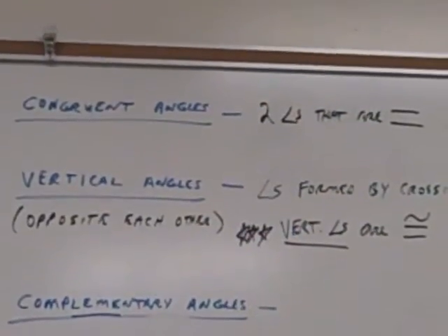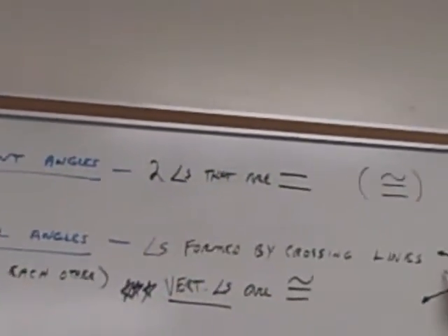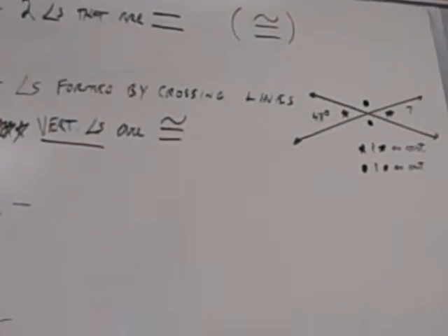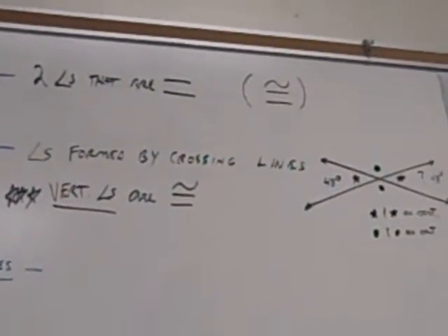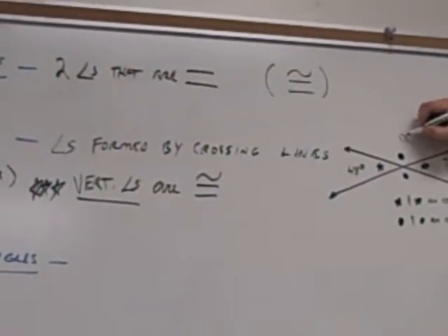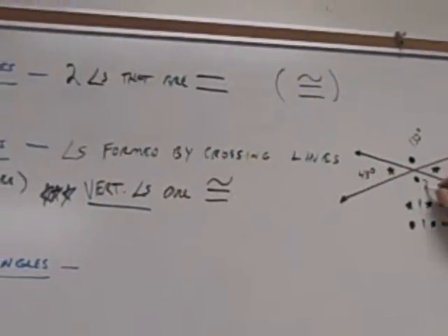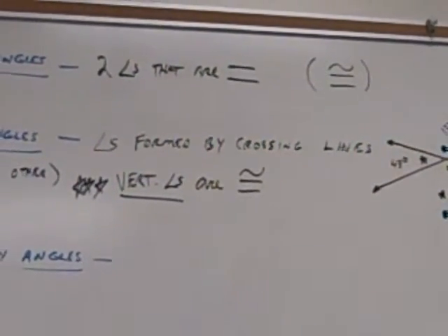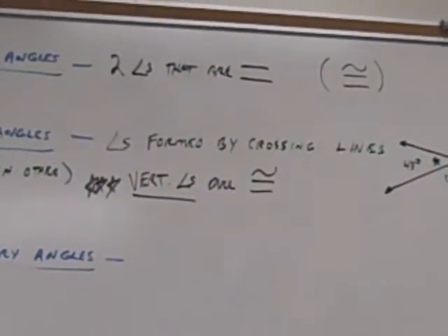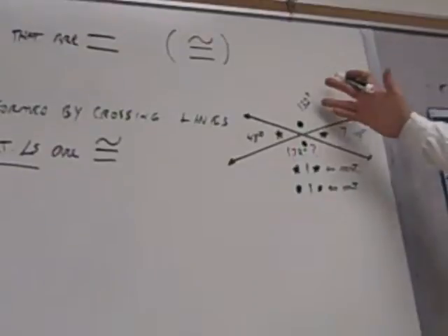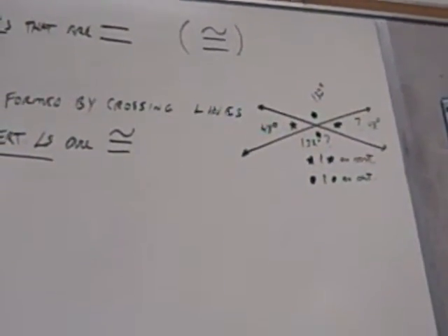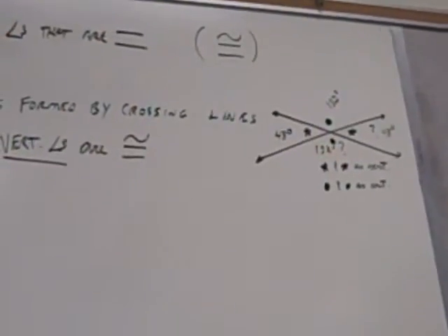Which means, if this is 48 degrees, what is this guy? 48 degrees. If this one is 132 degrees, what's this guy? 132. Because they have to be congruent. They have to be equal. If they're opposite each other, they equal each other. They're congruent. Hard concept? Easy one.